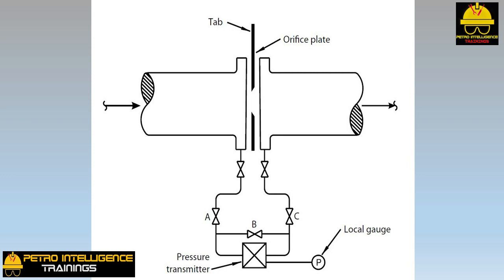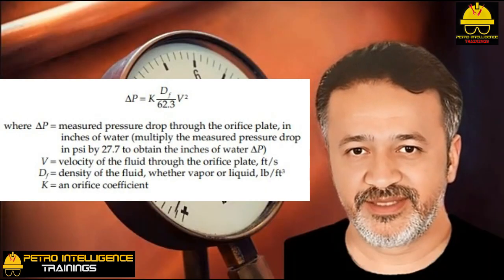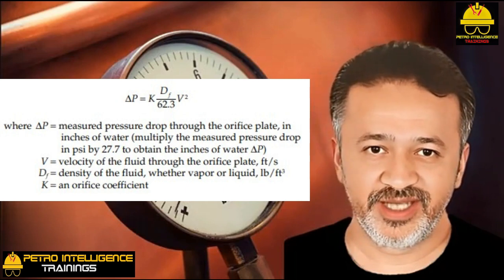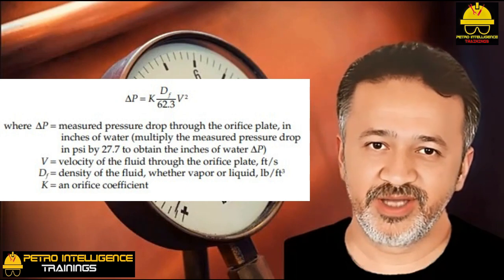This pressure drop is due to the increase in kinetic energy of a fluid as it accelerates through the small hole in the orifice plate. The energy to provide the increased velocity comes from the pressure of the flowing fluid in accordance with this equation. Delta P equals K dF over 62.3 times V squared.